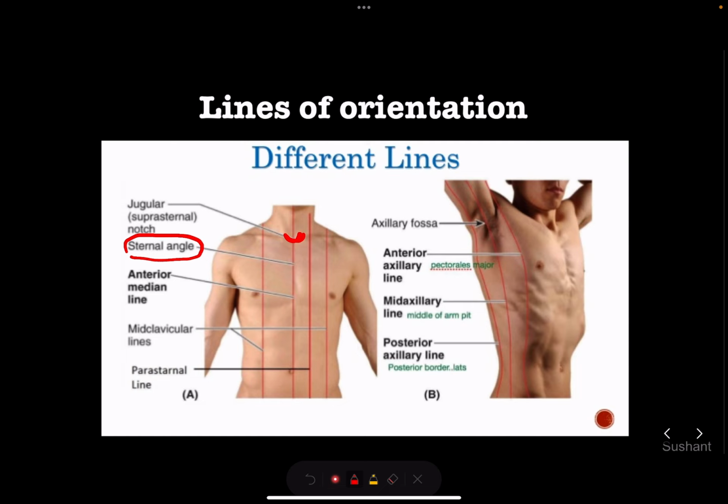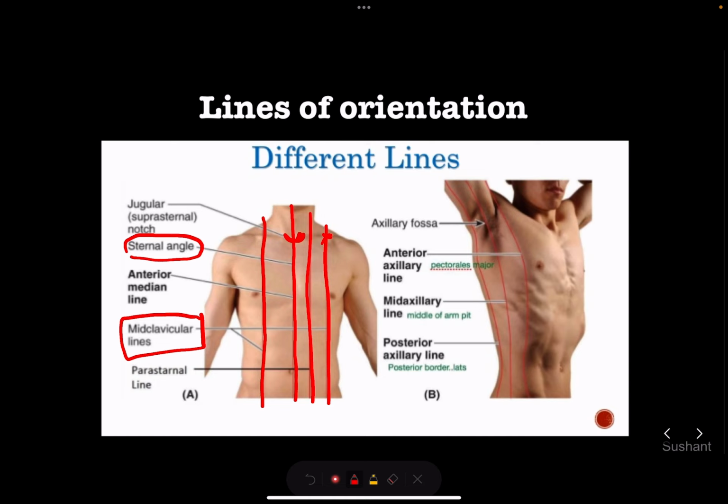And we have a line here passing through the middle of the clavicle. This line is known as the midclavicular line. This is the midclavicular line of the left side. This is the midclavicular line of the right side. This is the midline passing through the center of the body. And then there is a line drawn parallel to the sternum, and it's called the parasternal line.